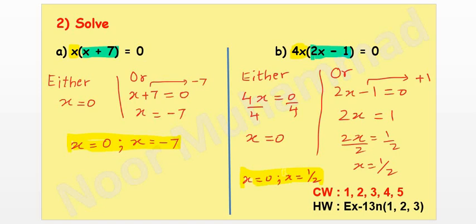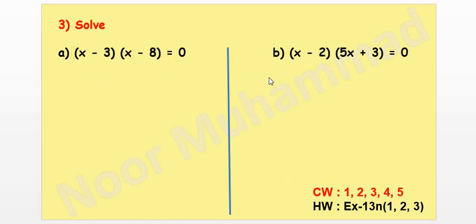Okay, now let's go to the next question. Here, question number 3, solve. Now this is the same idea. We have two factors here. This is factor number 1 and this is factor number 2, and even in the B part this is factor number 1 and this is factor number 2. So better pause the video here and solve A and B both parts on your own, and then play the video to check your answers.